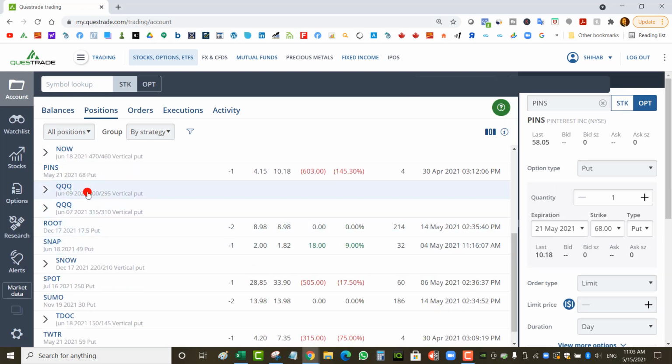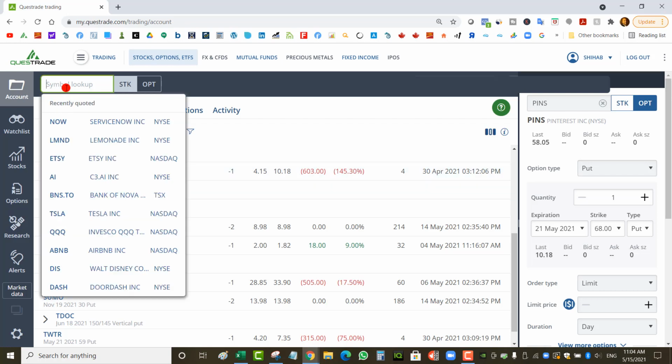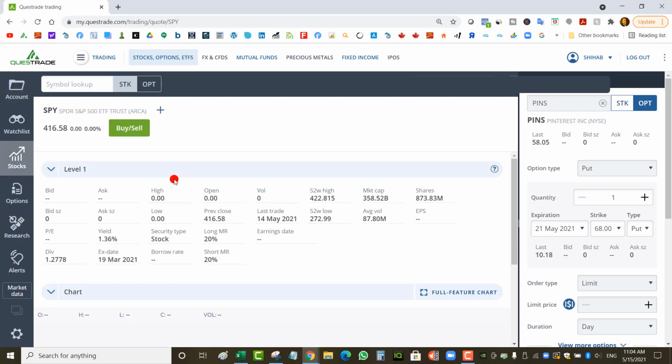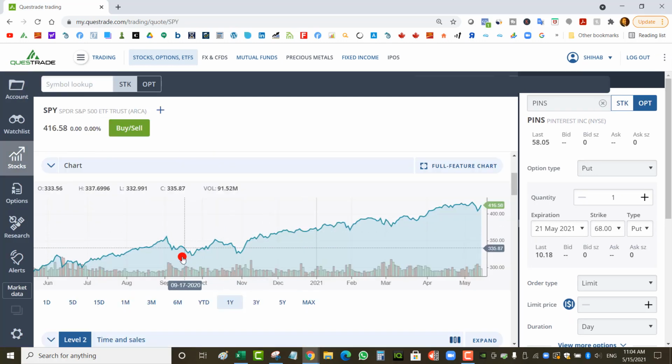I opened a put spread on the Qs. Actually, I have two of them. So I'm trying to go back to my SPY put spreads. I don't know if you remember my SPY put spreads, which I used to open every Monday, Wednesday, Friday, because the SPY has expiries every Monday, Wednesday, Friday. It's a way to follow the general market.